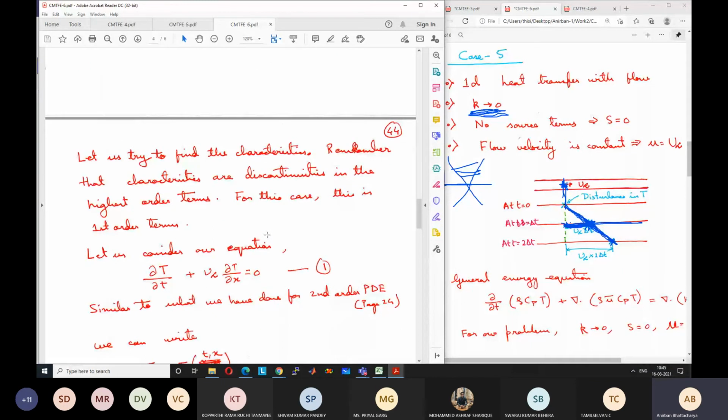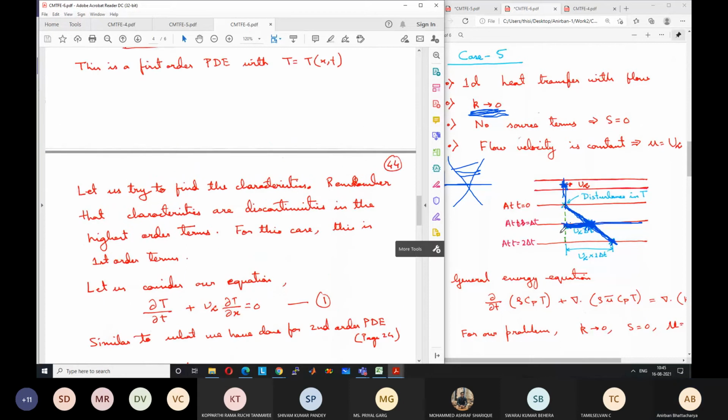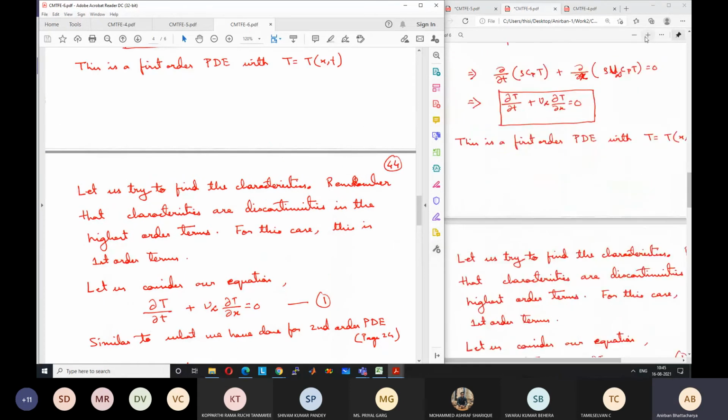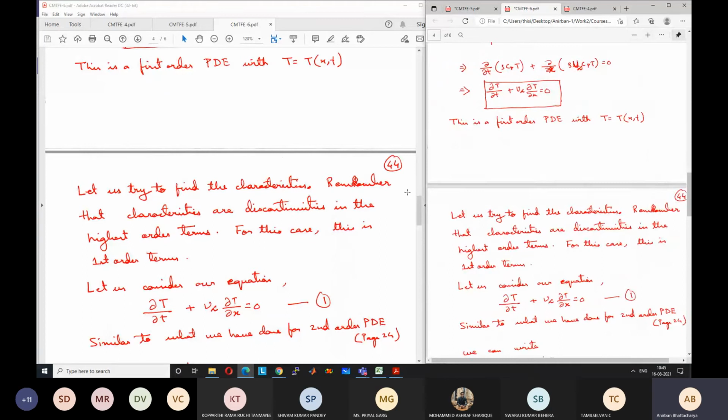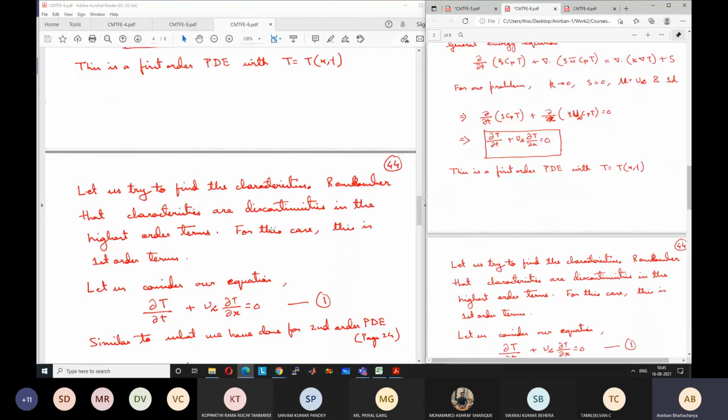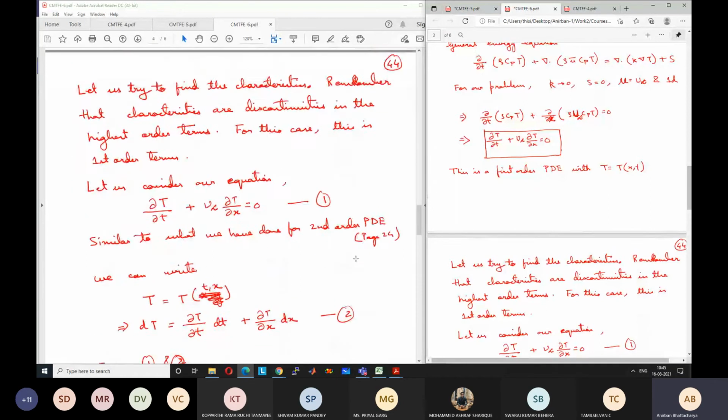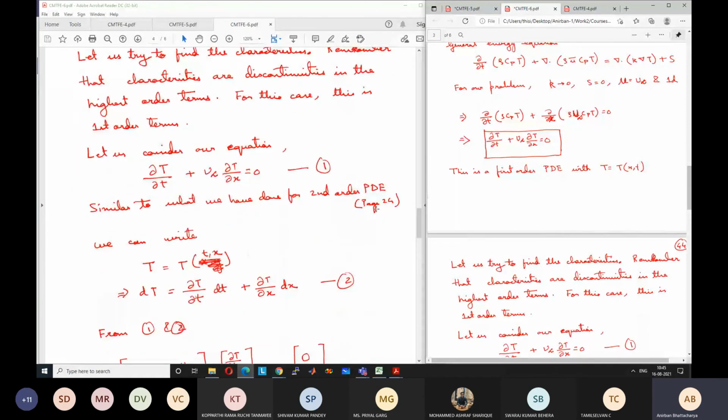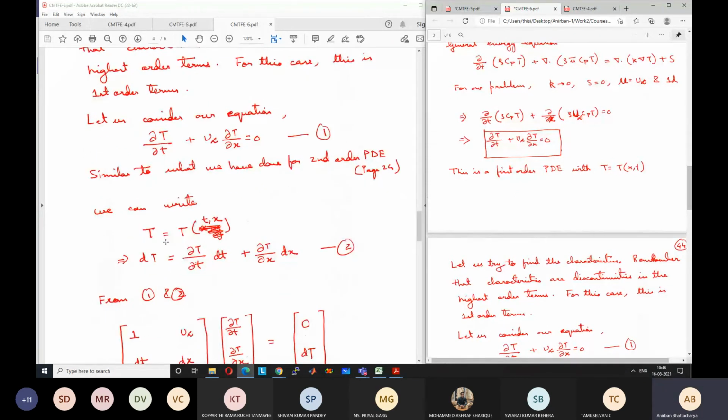So we will formulate an equation for the highest order terms. For this case, this equation, del T del t plus u infinity del T del x equal to 0, is our equation. Let this be equation 1. Similar to what we did in the previous class for the second order PDE, we will do the same thing. T is a function of time and space, small t and x. So we can write dT as del T del t dt plus del T del x dx. Let us consider this as equation 2.